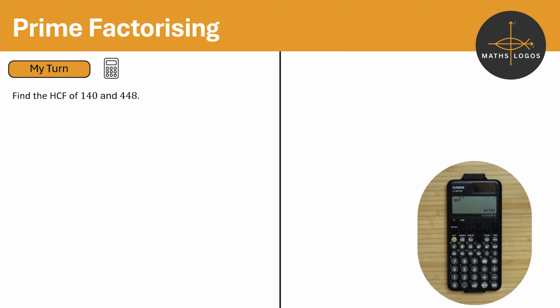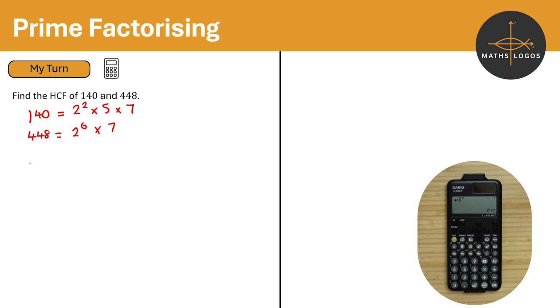Another thing we can do is we can use the prime factorized version of numbers to find their highest common factor. In this example, we have find the highest common factor of 140 and 448. Let's go ahead and actually see what they are as prime factorized versions. So we'll type in 140, execute, format, and down to prime factor. And we see we can write 140 as being equal to 2 squared multiplied by 5 multiplied by 7. Let's do the same for 448. And I'll pop that into my calculator. And it gives me 2 to the power of 6 multiplied by 7.